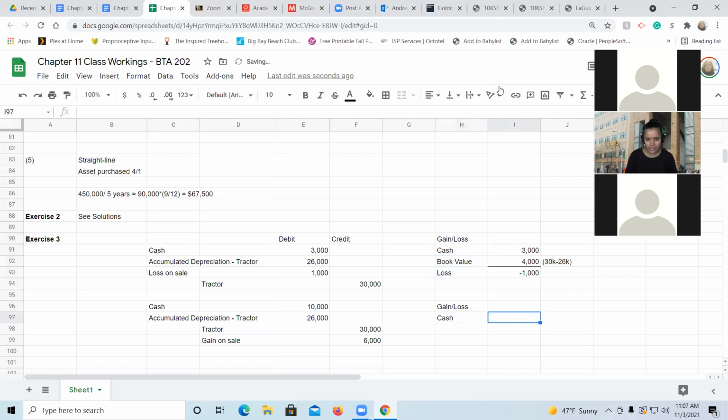much cash did we get? 10,000, right? What's the book value? Still 4,000 because it's the same assets, right? So the gain, thank you, Jan. The gain is 6,000. Good. Any question, anybody about anything?